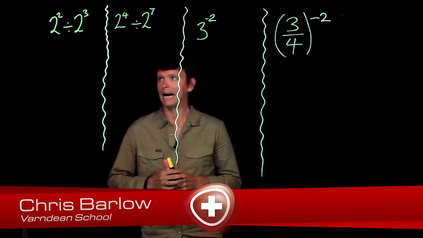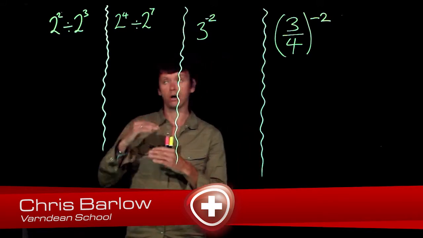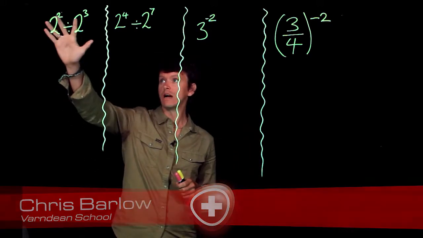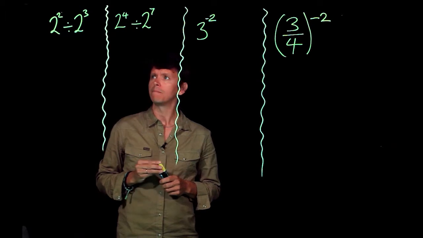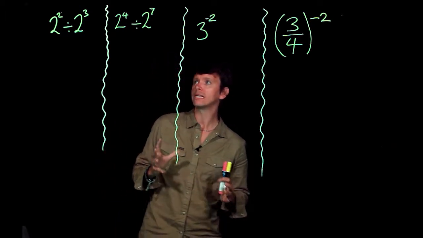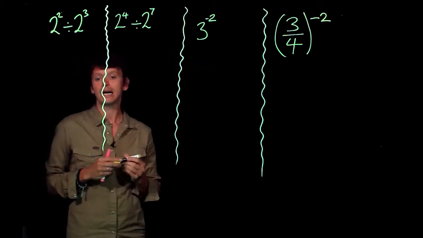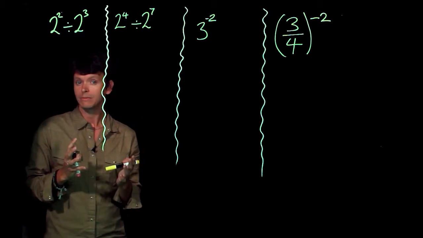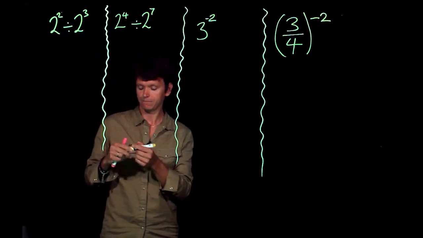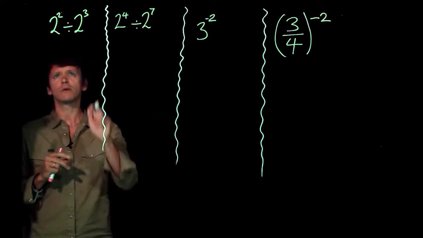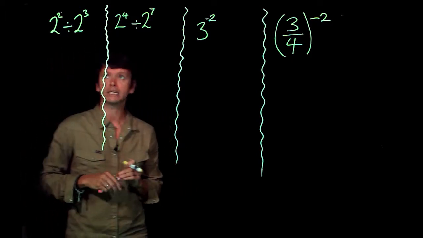We've already had a look at what happens when we divide a number that's raised to different powers. Let's have a look at when we divide by powers and our result means we end up with a negative power. So if we start with a sum like this, 2 squared divided by 2 cubed.